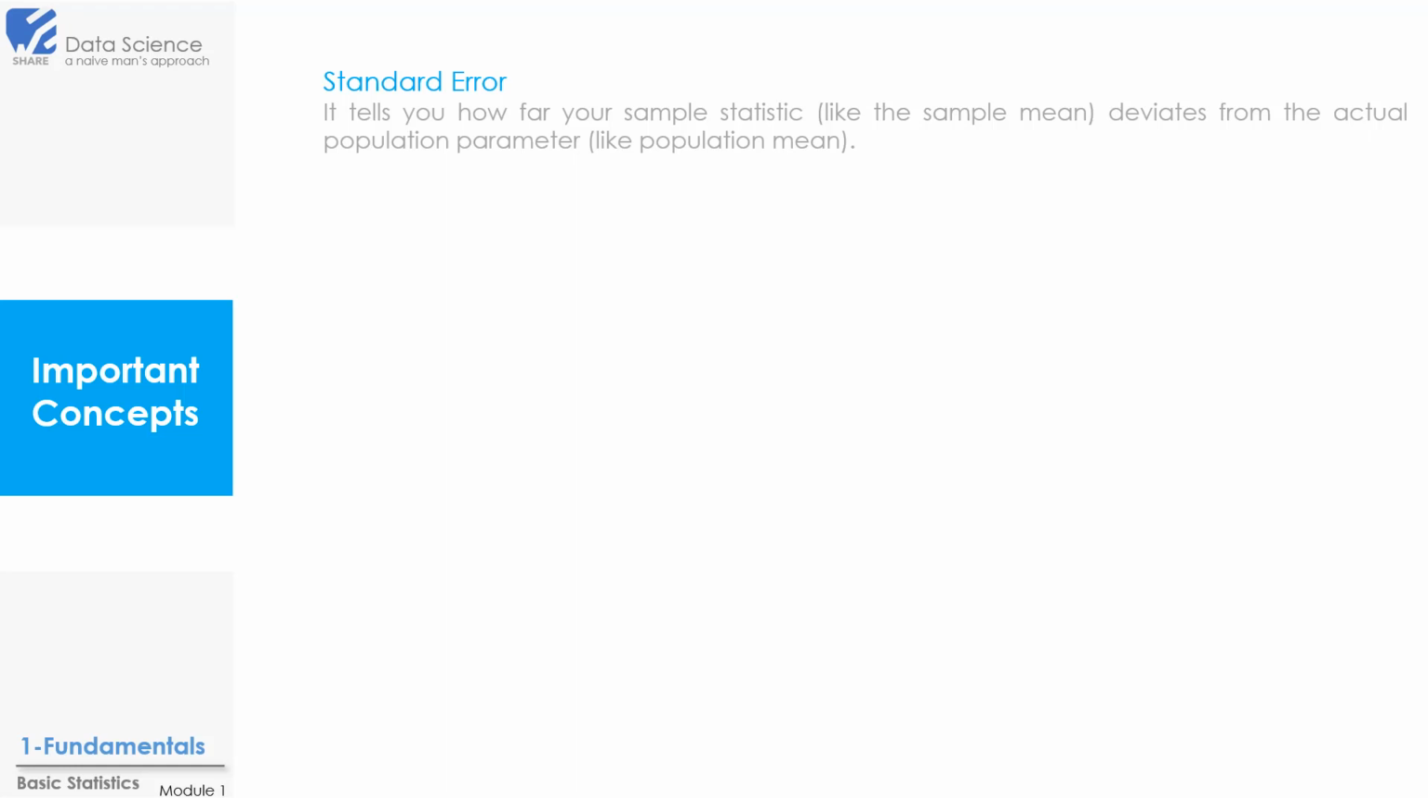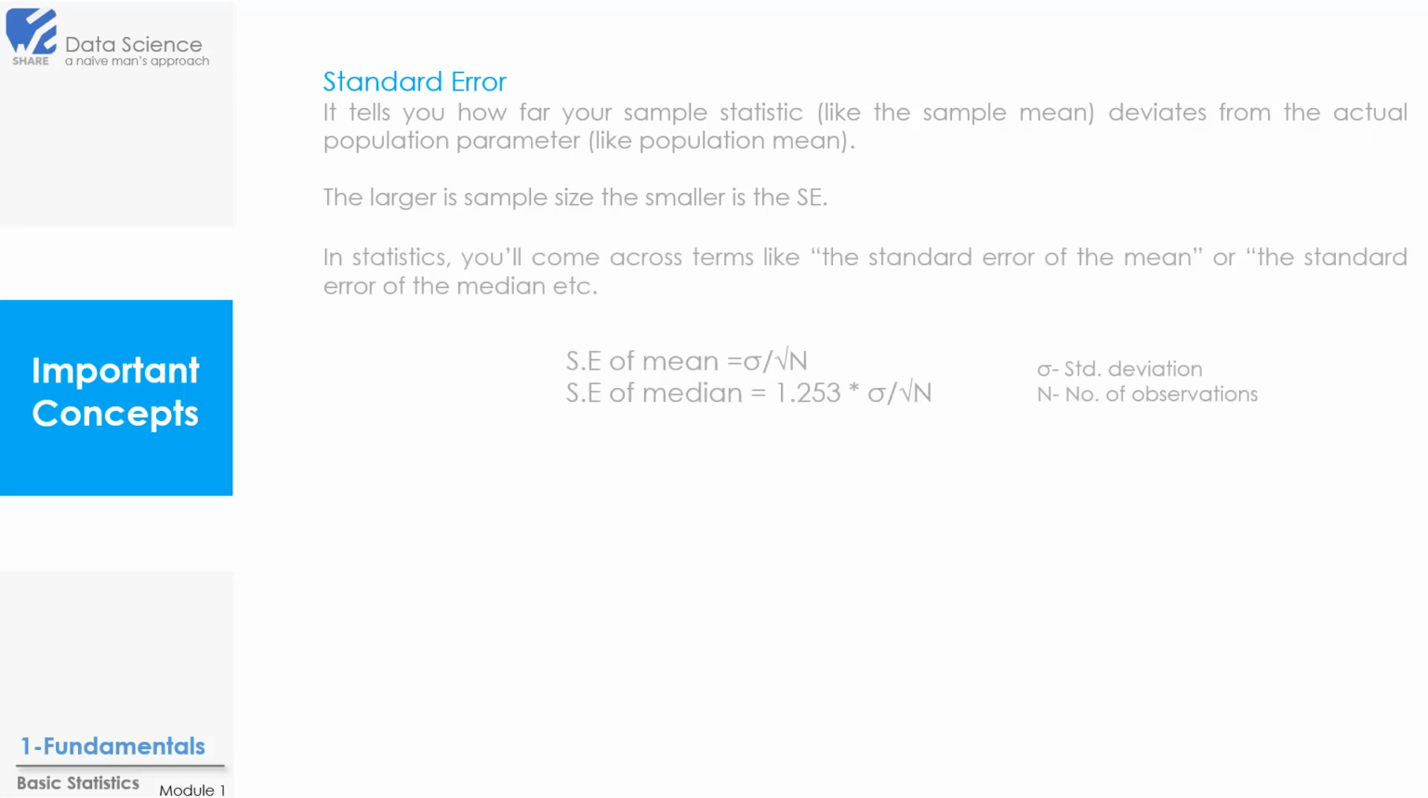Remember, we are studying the sample to conclude about our population. So we must know how accurate our sample statistics are. So that is the reason we use standard error to understand the deviation between the sample statistic and the actual population parameter. Now obviously if you have a larger sample size, then the standard error will be less. And in statistics you will come across terms like standard error of mean, standard error of median, etc. The formula is given below, but standard error of mean is the most commonly used term. So here in the formula, sigma is the standard deviation and n is the number of observations.